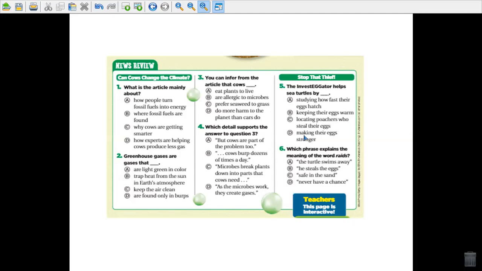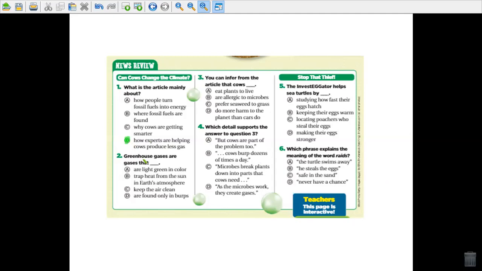So the answer to question number 1 from the story, Can Cows Change the Climate? It says, what is the article mainly about? The correct answer for number 1 was D, how experts are helping cows produce less gas. It's kind of silly. It's actually really silly, isn't it? But they can help change the climate if they have less gas, which is kind of crazy.